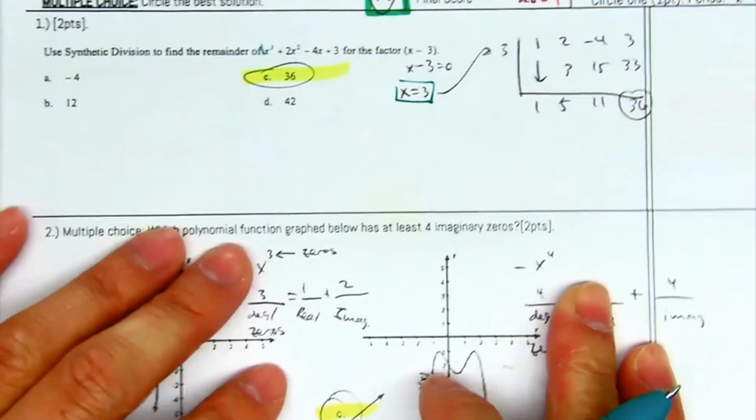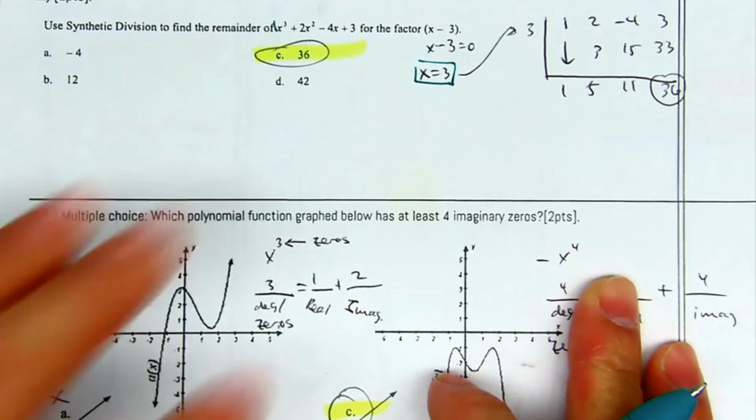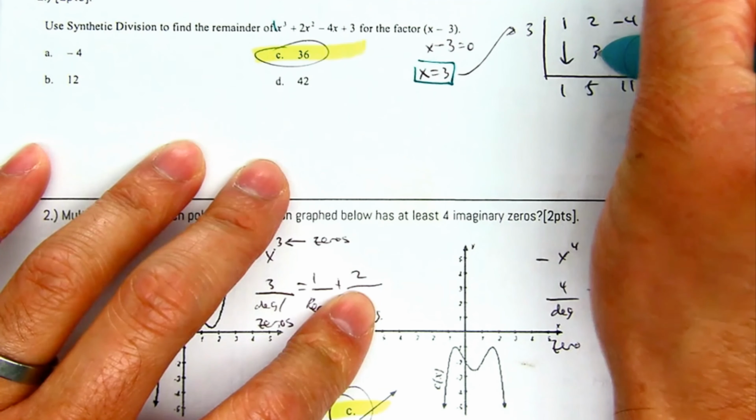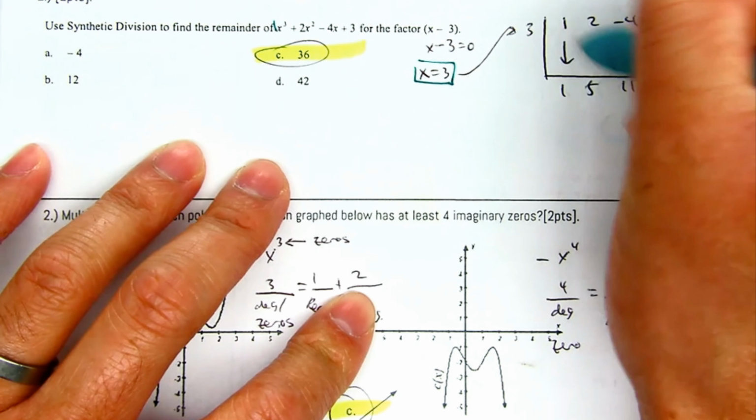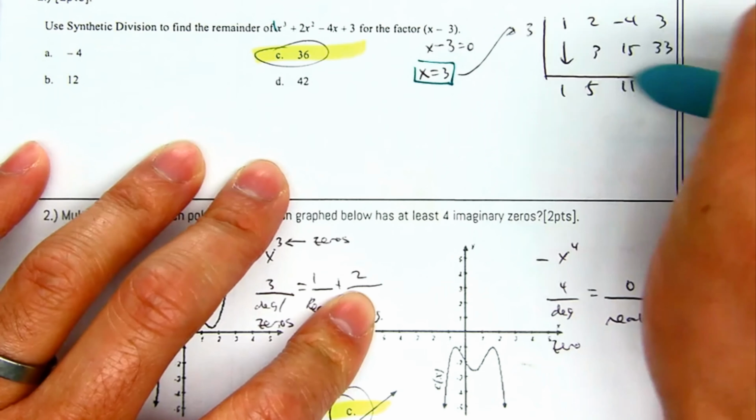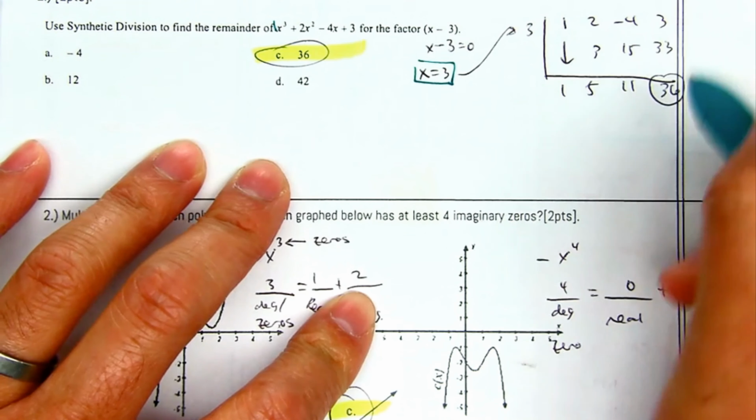To use synthetic division, you're going to bring down the first term, multiply 3 times 1, put that number here, and then add down. 2 plus 3 is 5, 3 times 5 is 15, -4 plus 15 is 11, 3 times 11 is 33, and you add those, you get 36.